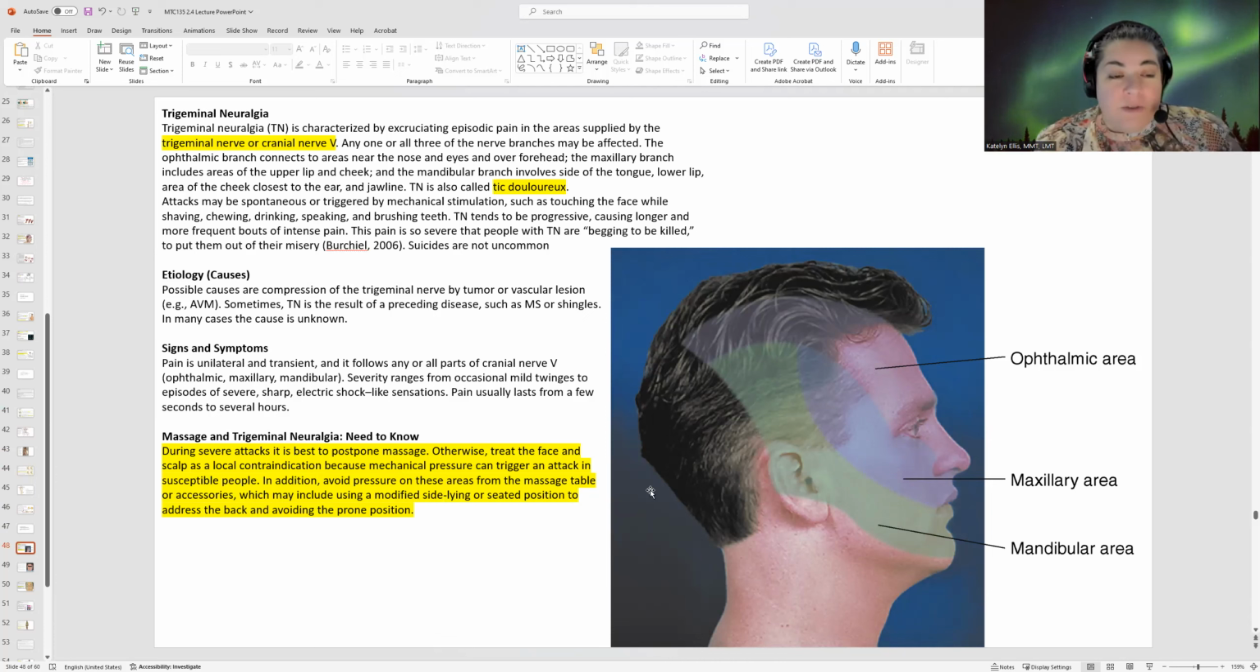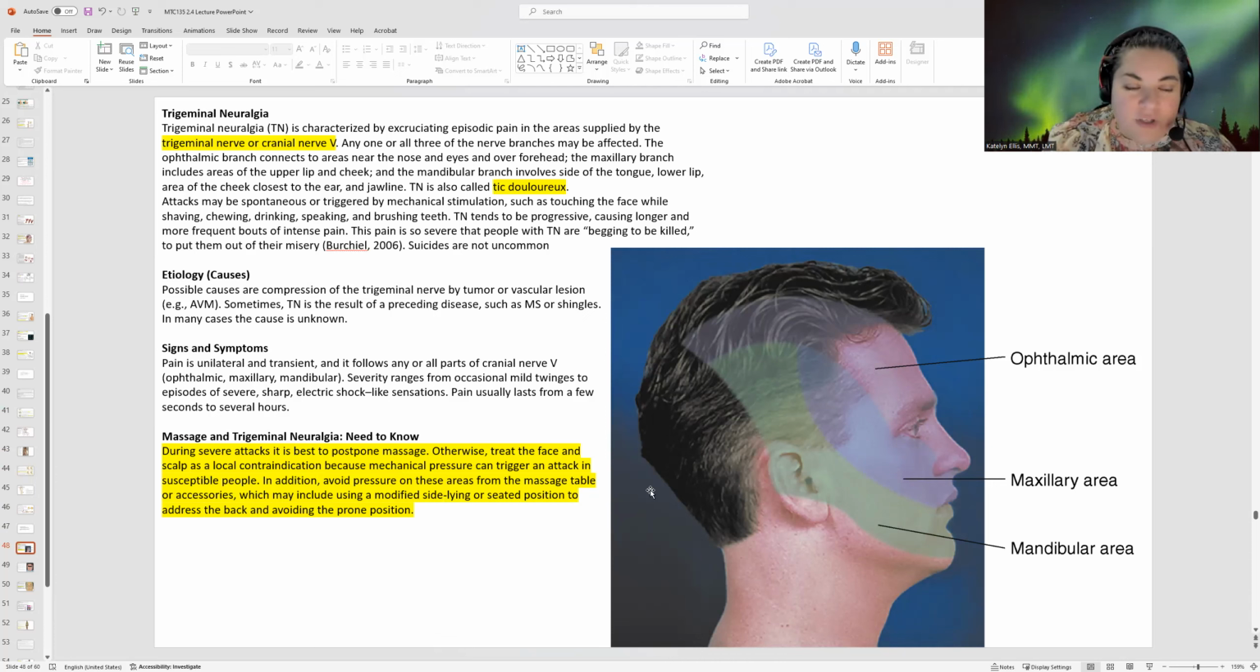With the quote here, the pain is so severe that people with trigeminal neuralgia are, quote, begging to be killed, end quote, to be put out of their misery. And suicides with this condition are not uncommon. The pain is so incredibly intense.